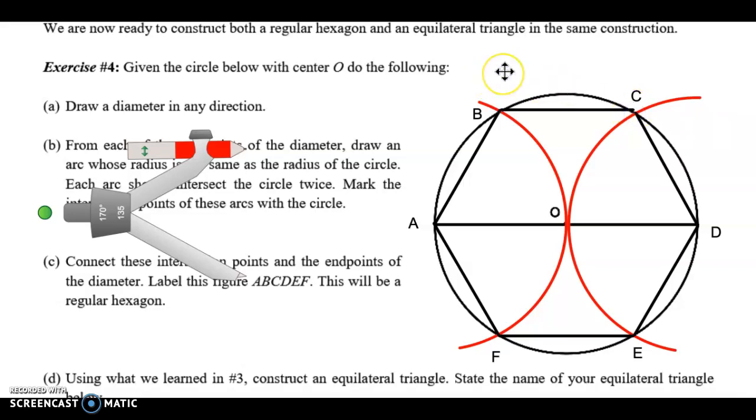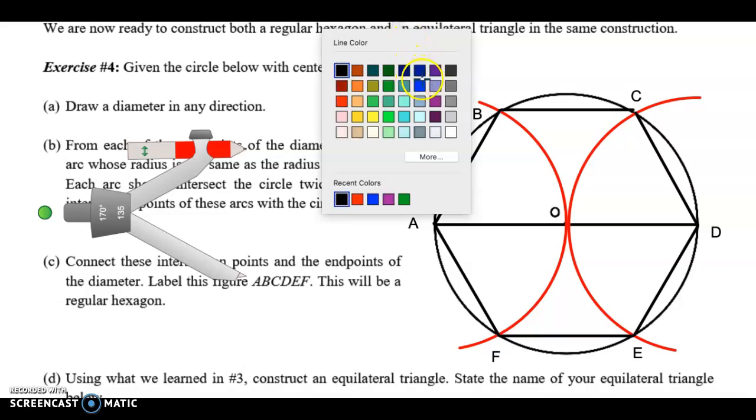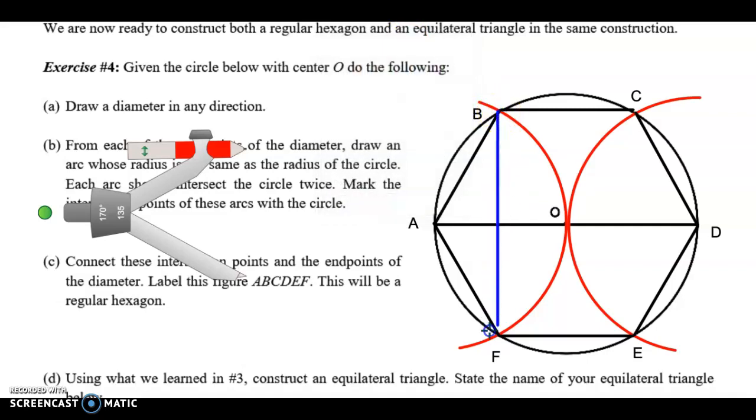If I wanted an equilateral triangle, then I connect every other point. And I'll do that in a different color. So let me get a different color here. I'll do that in blue. So I would connect maybe like B to F and B to D. See how I'm skipping every other point? And D to F. So the blue one is an equilateral triangle and the black one was my hexagon.